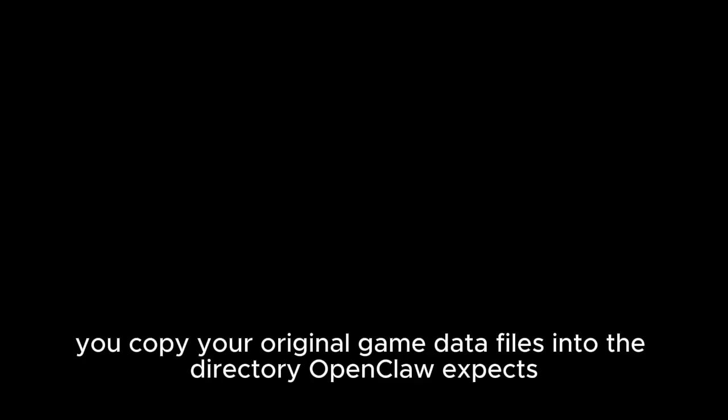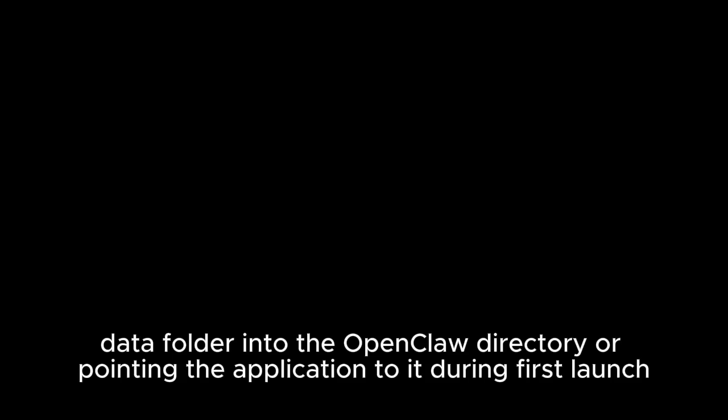Let's imagine you're on Ubuntu. You open your terminal. That might sound intimidating, but it's just a powerful launcher. You update your package list, search for OpenClaw, and install it if available. If it's not in your main repository, you download the release from the official project page and follow the provided instructions. Most of the time, installation is as simple as extracting an archive and running a binary. Now here's where things get exciting. Once OpenClaw is installed, you copy your original game data files into the directory OpenClaw expects. Typically, that means placing the Claw data folder into the OpenClaw directory or pointing the application to it during first launch. Some versions auto-detect the files, others prompt you for the path.